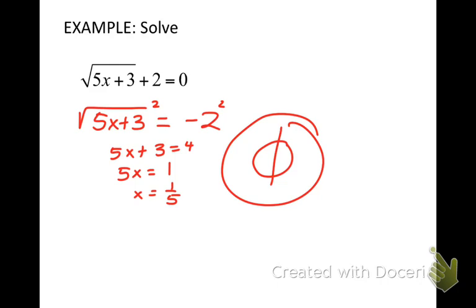Me personally, I would have stopped right here, when I moved that positive 2 over to make it a negative 2. I would have realized I have an even index, and that means I cannot have a negative result. If it was an odd index, that would be okay, because we can take a cube root of a negative and get a negative, or a fifth root of a negative and get a negative. Those circumstances are okay.